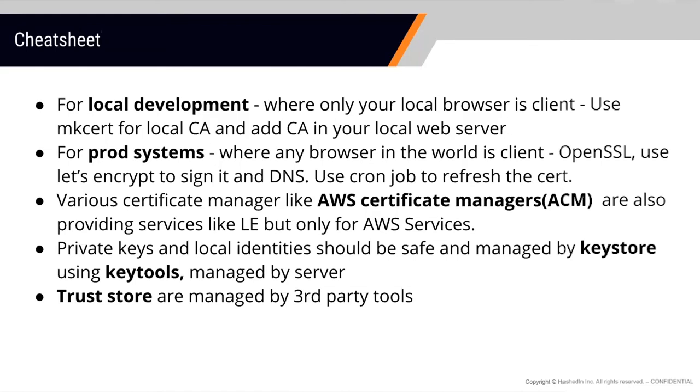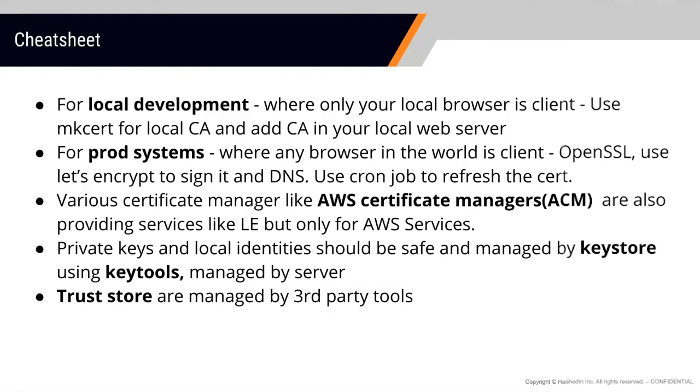So all said and done, just to summarize everything, and we touched upon a few new terms which we don't want to dwell on. For local development, where only your local browser is a client, use mkcert for a local CA and add the CA to the local web browser using the two commands we used previously. For production systems, use Let's Encrypt, create the certificate, and tie that Let's Encrypt certificate to the DNS that you want, like let's say hashton.com or facebook.com.